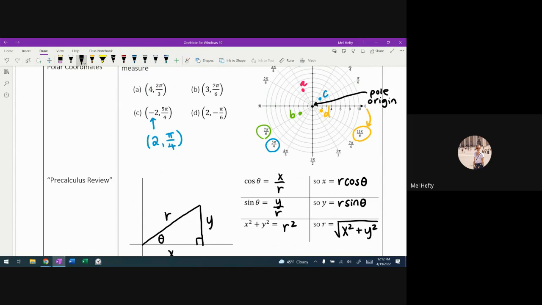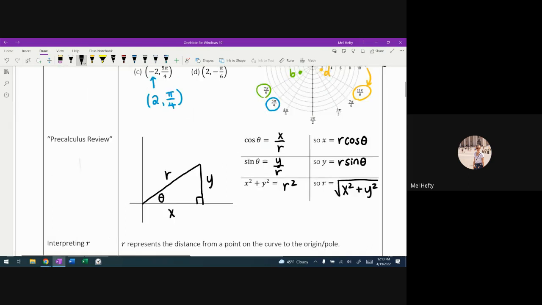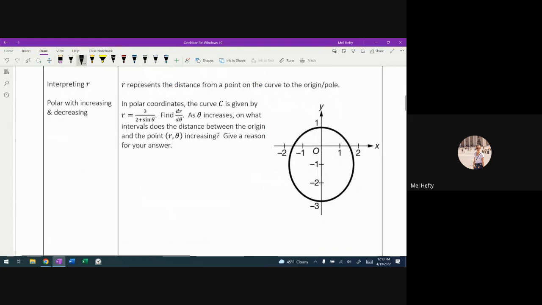The r, that radius, represents the distance any point on our curve is from that pole. So I looked at the most recently released polar questions from the AP test, from actual free responses and from the questions they've been asking on AP Classroom. I tailored these notes to help with those specific questions. They've been asking a lot of questions about interpreting r. So we're going to try a few of those.